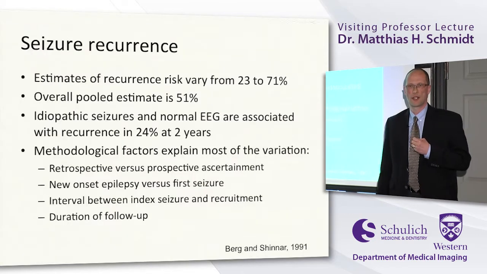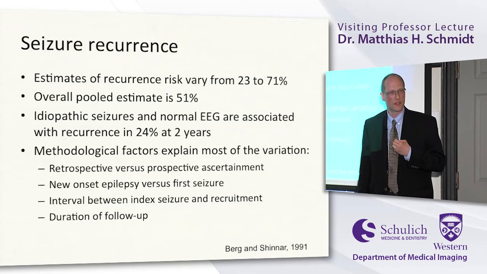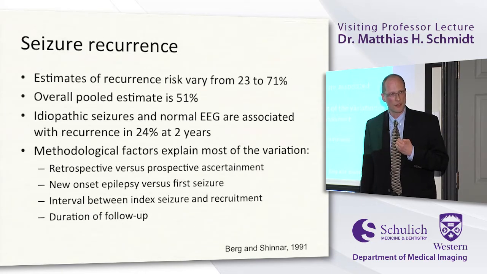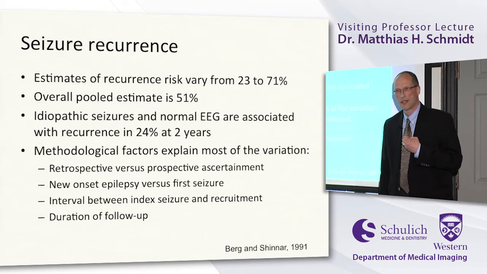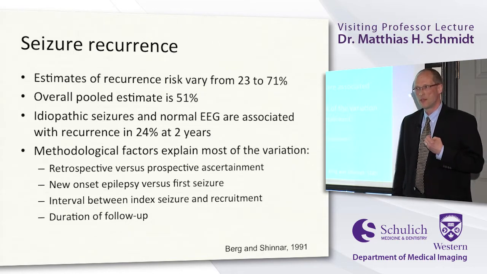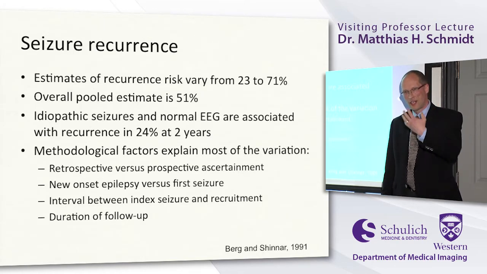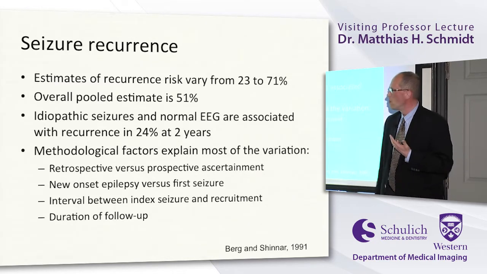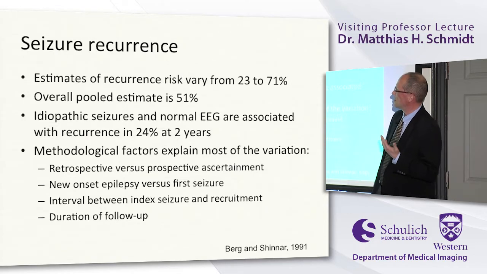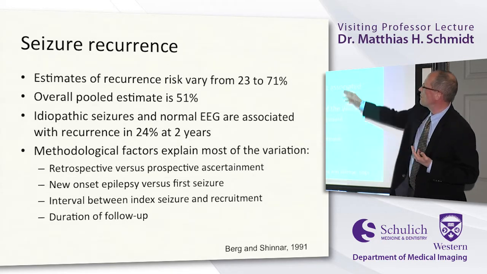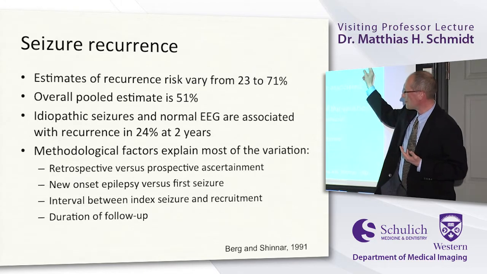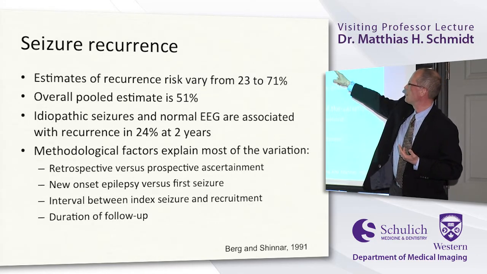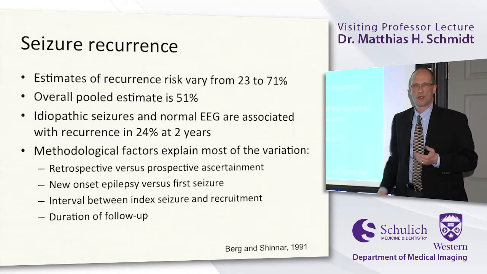The big question that a person who has just experienced a seizure has is, doctor, am I going to have another seizure? Is this going to happen to me again? That's what we would all like to be able to answer. And you can answer that question in terms of percentages, but that's a kind of an unsatisfying answer. Well, what is first of all the recurrence risk? Well, when you look at many studies, you find that the recurrence risk ranges widely from 23% to 71%.